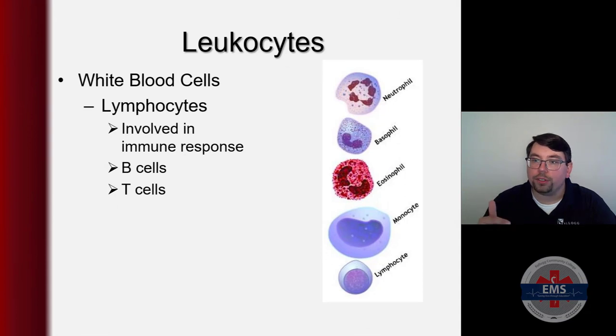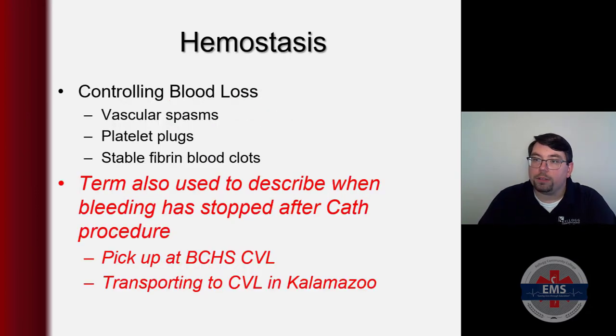White blood cells, we know that lymphocytes are involved in the immune system response, and they're produced by both B cells and T cells. Homeostasis is extremely important when we talk about hematology. Really, we're talking about the body maintaining what is considered to be normal. Controlling blood loss is important.